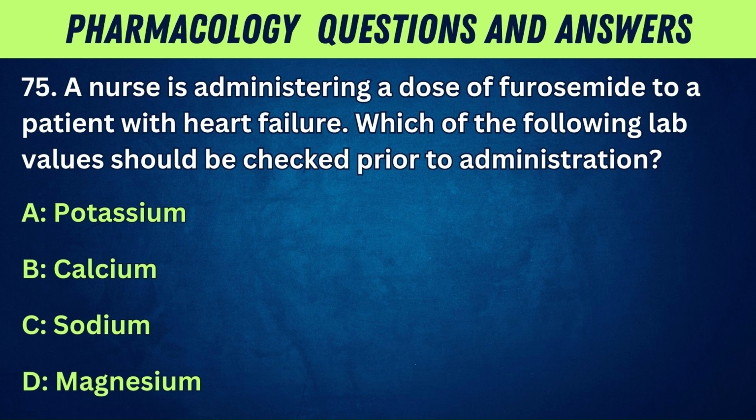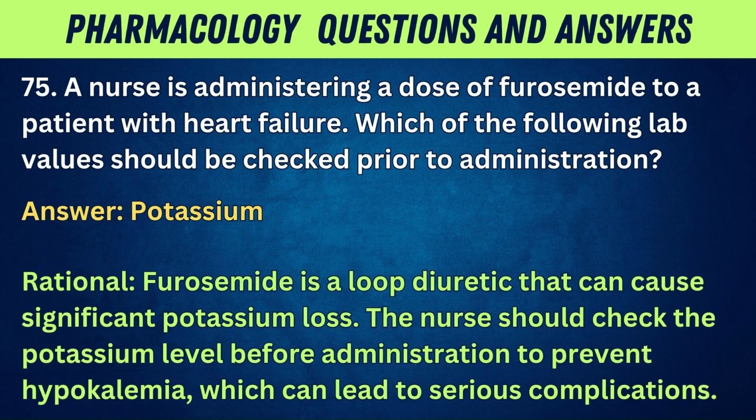Which of the following lab values should be checked prior to administration? A. Potassium, B. Calcium, C. Sodium, D. Magnesium. Answer: potassium. Rationale: Furosemide is a loop diuretic that can cause significant potassium loss. The nurse should check the potassium level before administration to prevent hypokalemia, which can lead to serious complications.